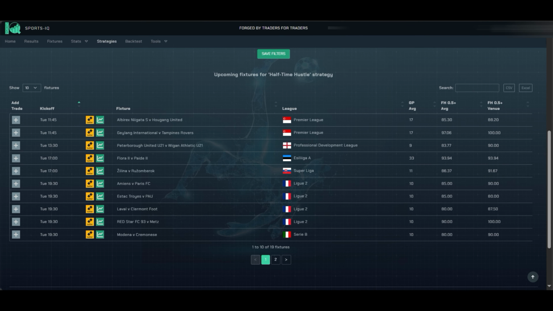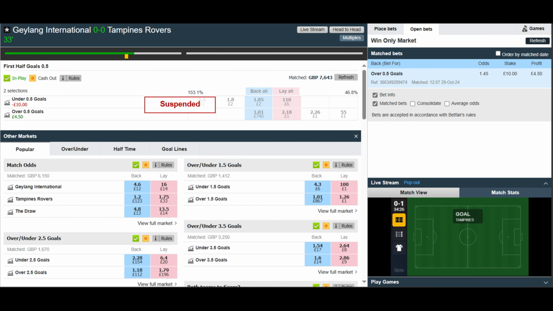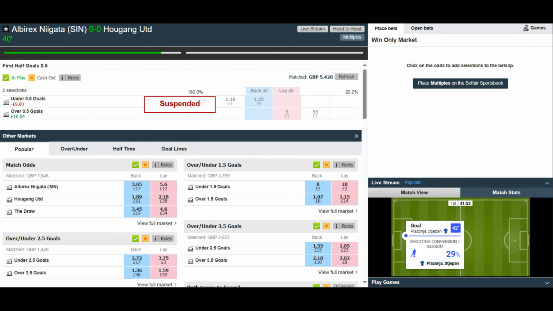Now for the payoff. If there's a goal at any point in the first half, we win. It's that simple. The trade closes with a profit once the first goal is scored, so there's no need to wait for half time or worry about the final results. But if the first half ends 0-0, we take the loss and we move on to the next opportunity.